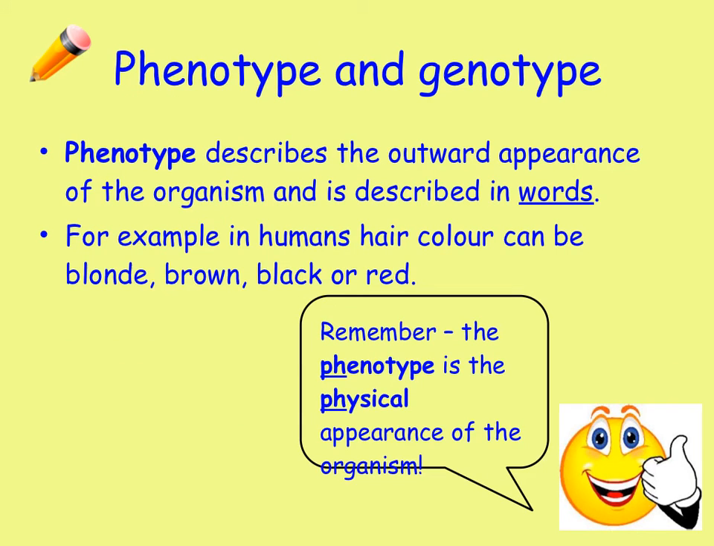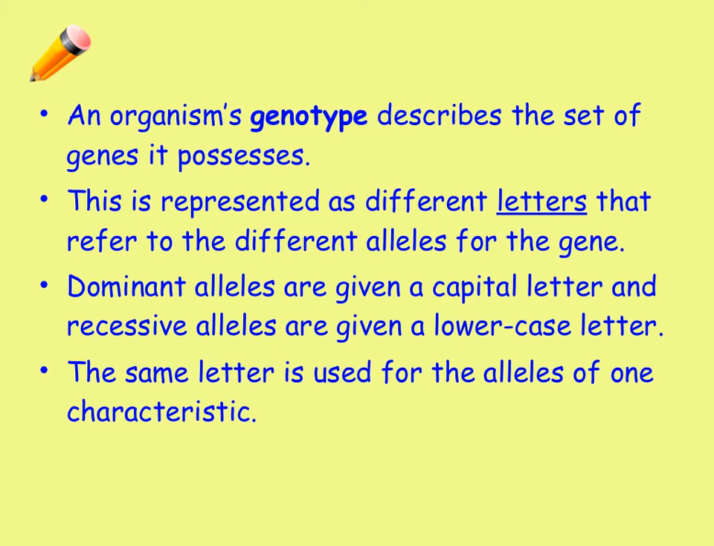So here we're going on to a little bit more terminology: phenotype and genotype. A phenotype describes the outward appearance of an organism, and just words are used for that. For example, hair colour can be blonde, brown, black or red. So it's the physical appearance of the organism. If you think of P for physical, that helps you to remember phenotype. The term used for the other is genotype, and it describes the set of genes that an organism possesses. It's represented by the different letters that refer to the different alleles for the gene.